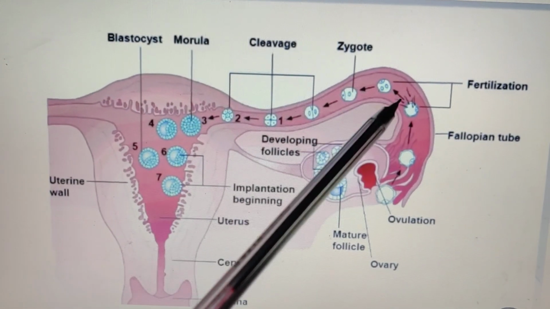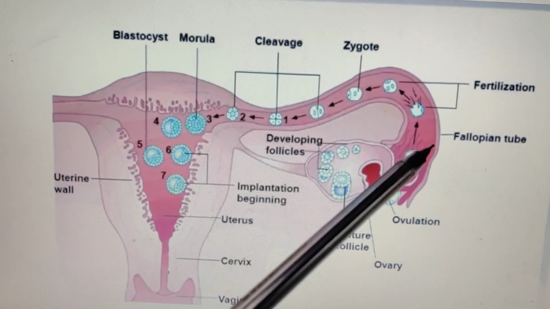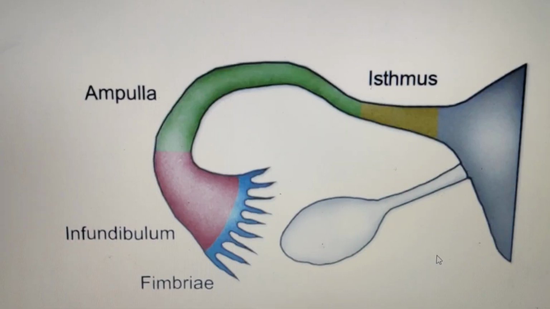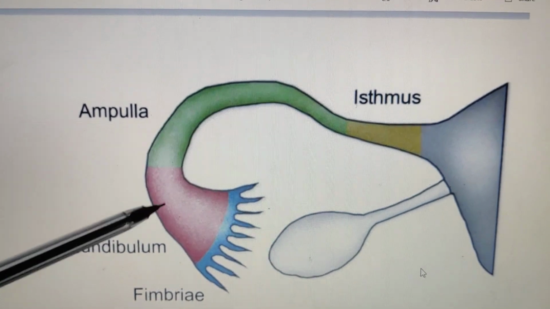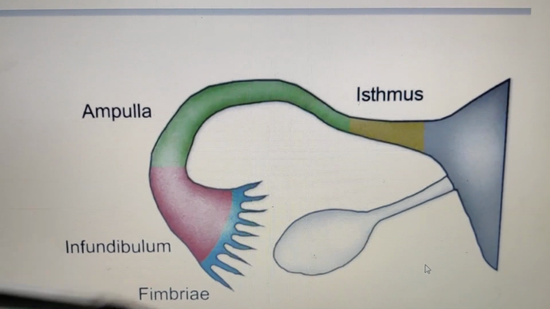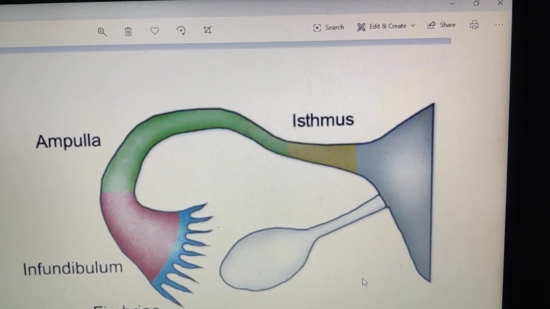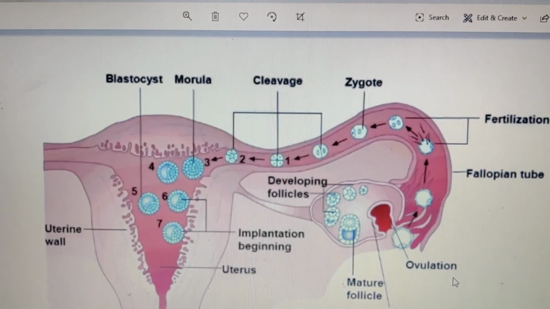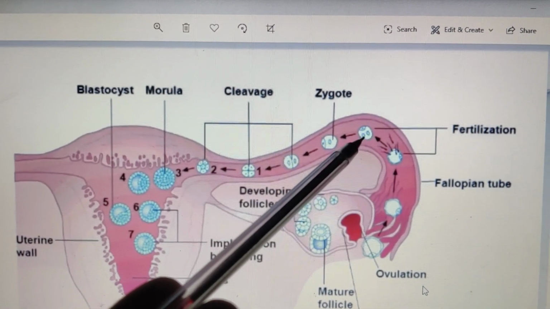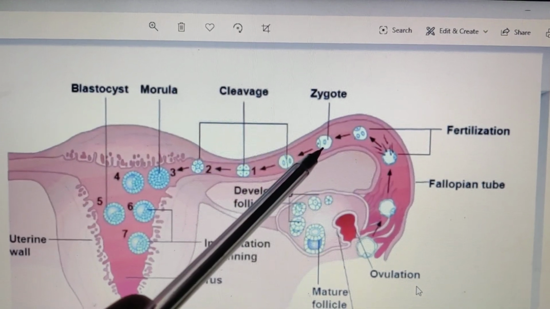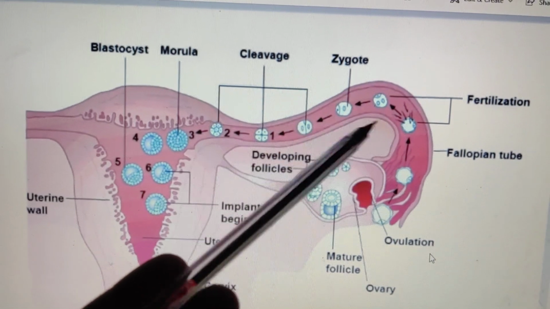Fertilization takes place here in the ampulla region. This was the ampulla region. Here in this region, fertilization takes place, in between this path, the ampulla and isthmus. So in this picture you can see this is the site where fertilization takes place. After fertilization, the zygote is formed. Now cleavage in the zygote starts.